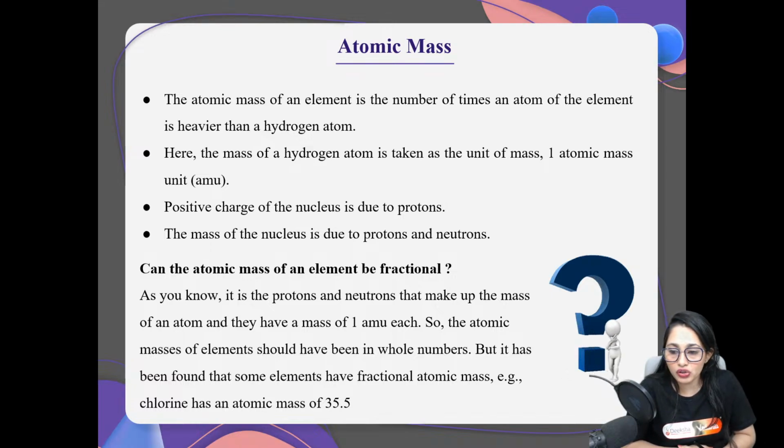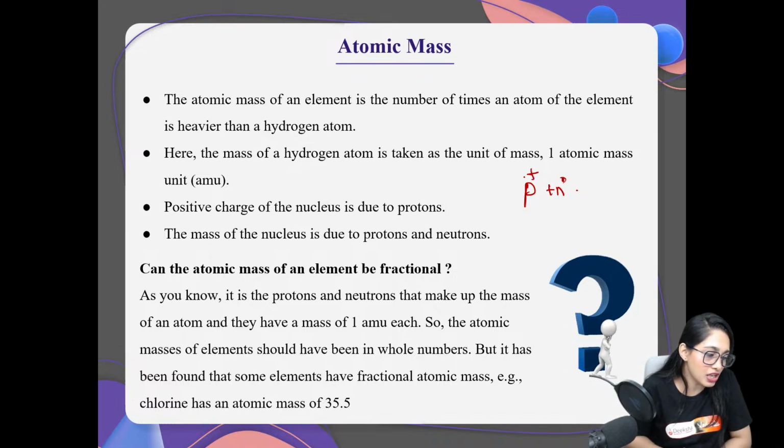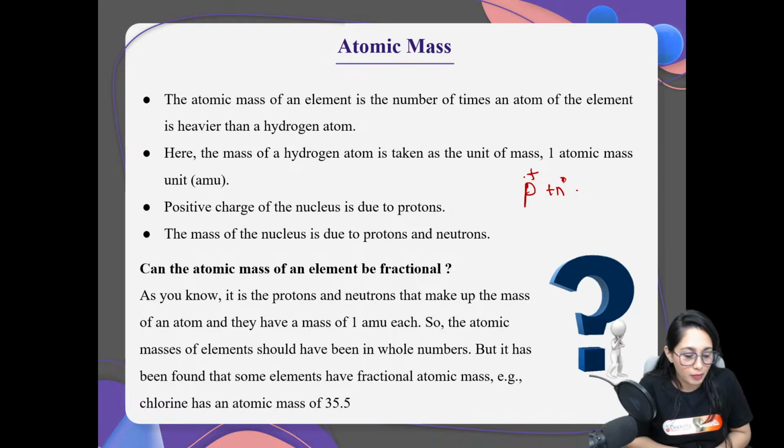And the positive charge of the nucleus is due to protons, because in the nucleus, protons and neutrons are present. Neutrons do not have any charge. Protons have positive charge. Of course, the charge of the nucleus is going to be positive. And as you know, it's the protons and neutrons that make up the mass of an atom, and they have a mass of 1 atomic mass unit each. Their masses are almost equal.